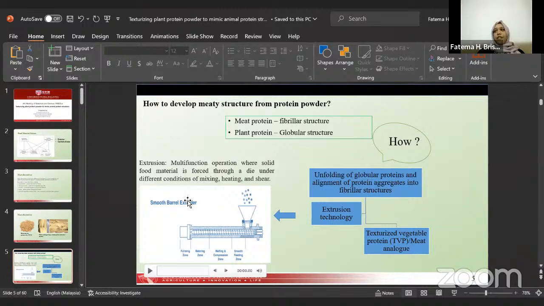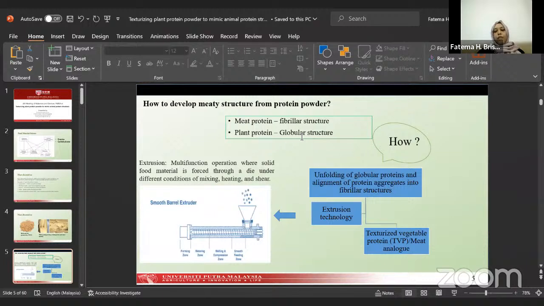But now we have this extrusion technology that we are using, so we do not need that much pure protein in order to produce this kind of TVP or meat analog. We can have 60 to 70% protein in the sample or less than that, and we can still get this kind of fibrillar structure, which is basically the distinct characteristic of any animal-based protein.